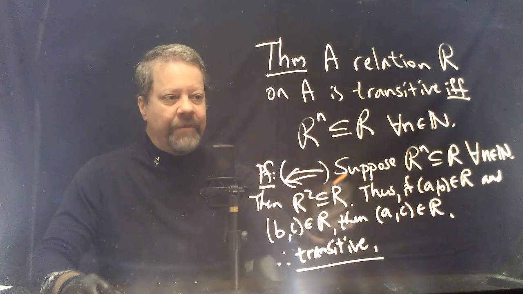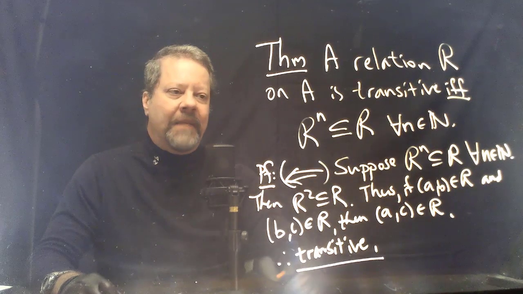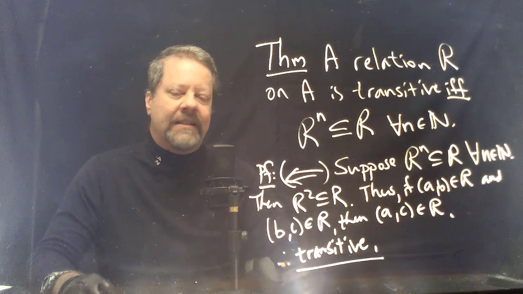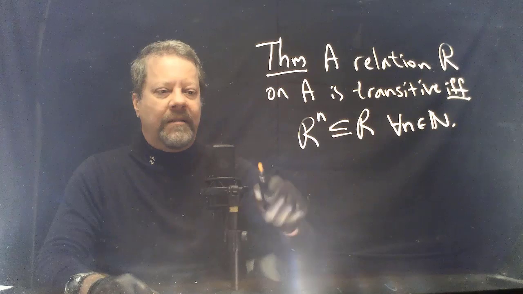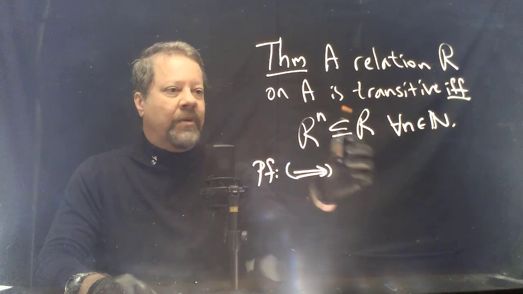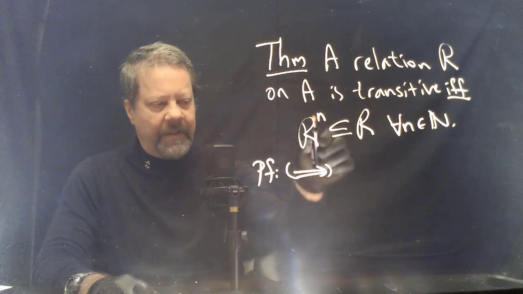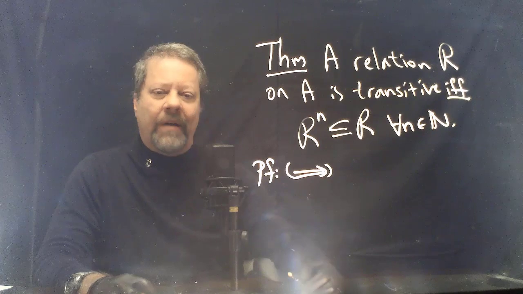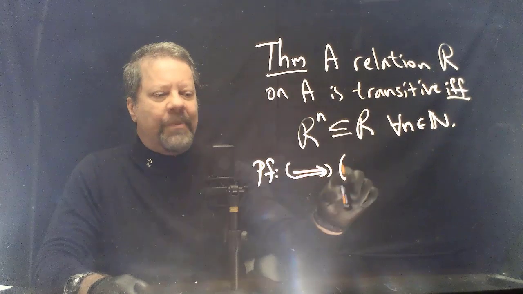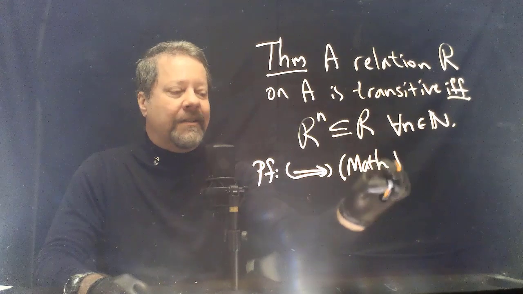We just need to prove the other direction, assuming transitive and implying the nth composition of R with itself is contained in R. To prove the other way around, we need to prove an infinite sequence of statements: n equals 1, n equals 2, and so on. And it seems the appropriate method for proving an infinite sequence of statements is math induction.